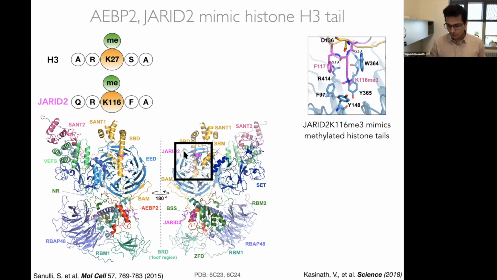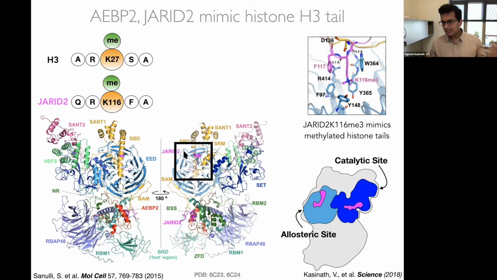But what we also saw in our structure is, besides this trimethylated segment of JARID2, which binds the allosteric site, we also found the substrate, essentially the same segment but without the trimethylation, bound to the active site. So essentially, this light blue is the allosteric site and the dark blue is the catalytic site. So the substrate, which is unmethylated, is bound on the catalytic side, and the product, which is trimethylated, is bound on the allosteric side. So essentially, JARID2 serves both as an allosteric stimulator as well as a substrate for PRC2.